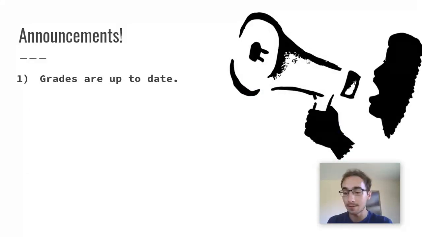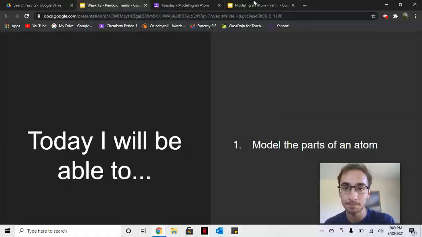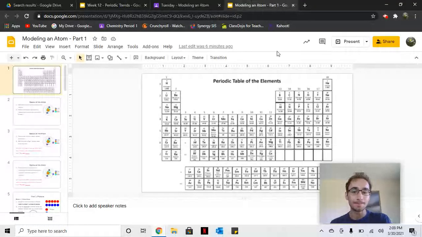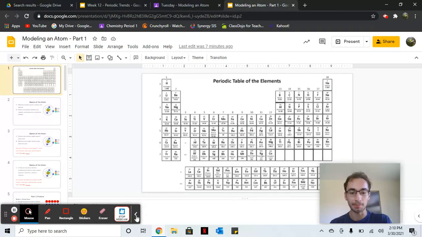Next one, grades are up to date. Please check them. And today you'll be able to model the parts of an atom in Google Slides. So go to Tuesday, modeling an atom, and pull it up.